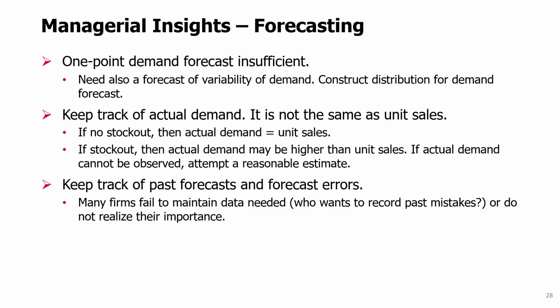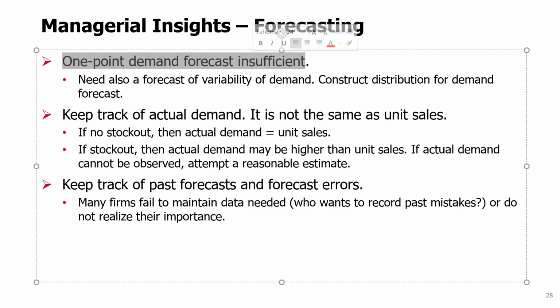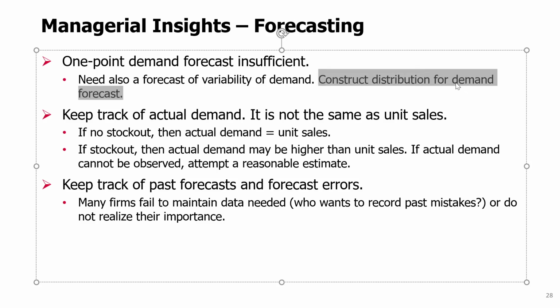So the most important point here is that a 1 point demand forecast is insufficient, right? The forecast that we got from the marketing department, that they expect to sell 3,200 units, is not enough. We also need some kind of measure of variability of the demand. So it's a good idea to construct a distribution for the demand forecast, right? For example, have a normal distribution and use this. A normal distribution with given mean and standard deviation is giving us much more information and decision power.